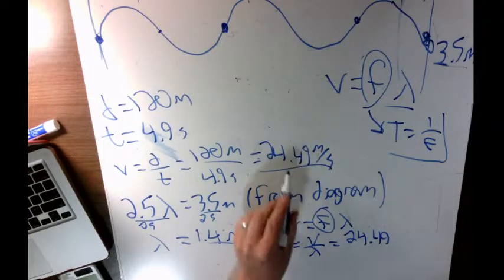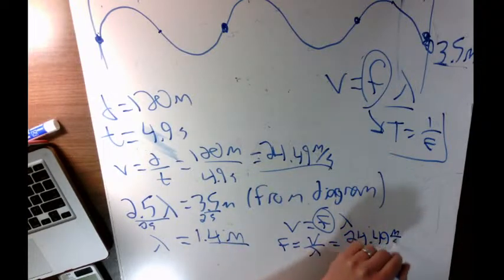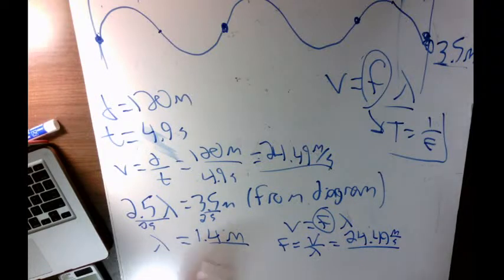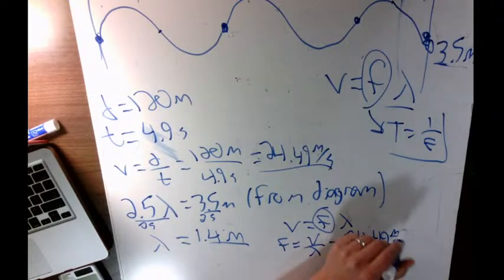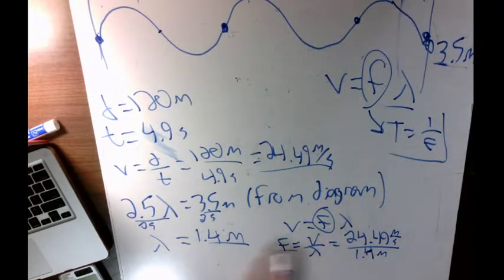24.49, the speed we calculated, divided by our wavelength, 1.4 meters. Take a look at the units. This is our first time working with the wave equation, and this is why it works. We're canceling out our meters. We're left with 1 over seconds, which is a hertz. 1 hertz, which is frequency.